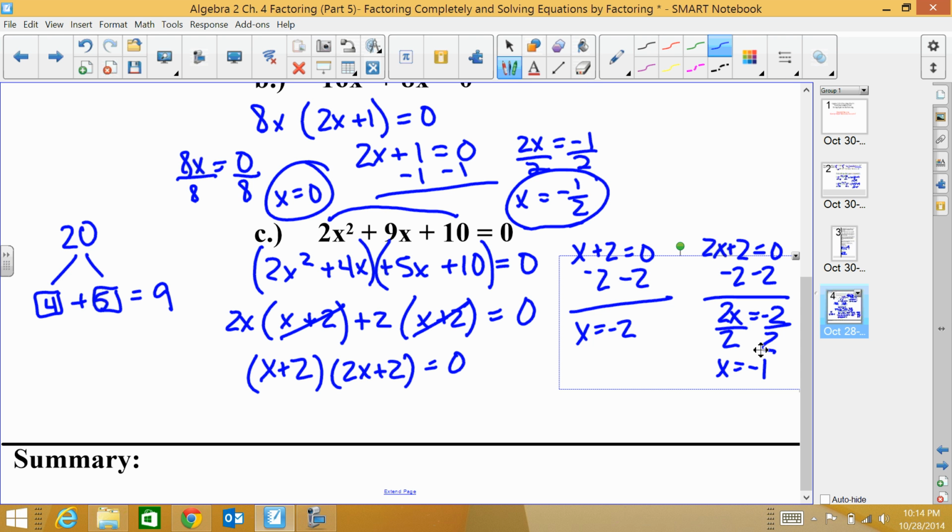So then, back to our essential question, how do I know when to factor or solve? Well, most of the time, you can just read the directions. It will say factor or solve by factoring, so you might have to do both. But the main thing is when you're solving, there's an equation. So if there's an equal sign, then you can solve. If there's not an equal sign, then you have to do something else, like factoring.